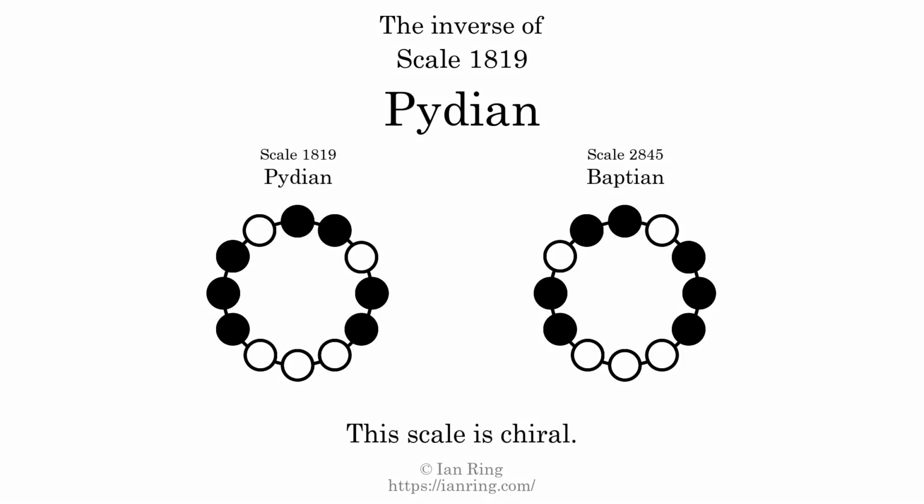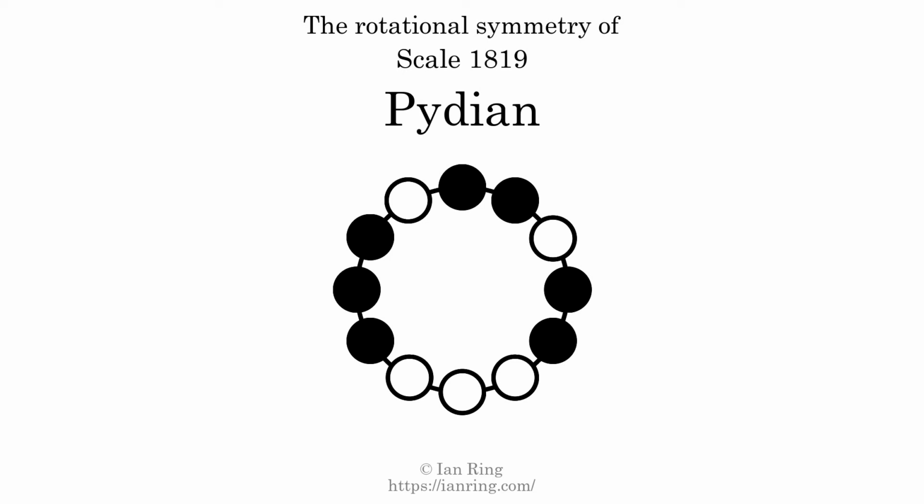The inverse of a scale is a mirror image. It is what you get when the sequence of intervals is reversed. The inverse of this scale is scale 2845, also known as Baptian. This scale is chiral. It cannot transform into its inverse by rotational transformation. This scale has no rotational symmetry.